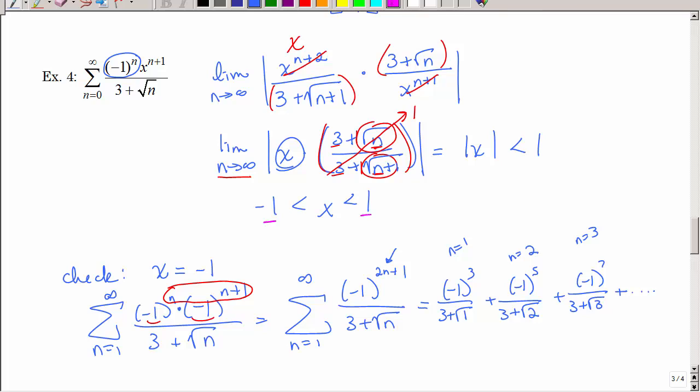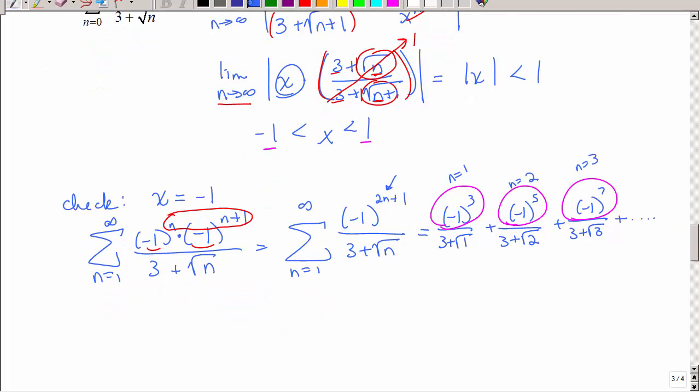And so forth. So hopefully you can see you're always going to get odd exponents, which means this is always negative. This is not an alternating series. So you cannot use the alternating series test. So since we know this is always negative, we actually could write this series as -1 over 3 plus the square root of n. That's how that series is simplified. So I can't use the alternating series test.